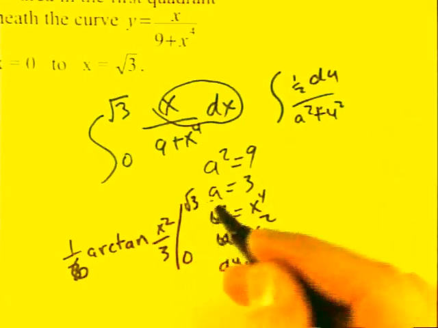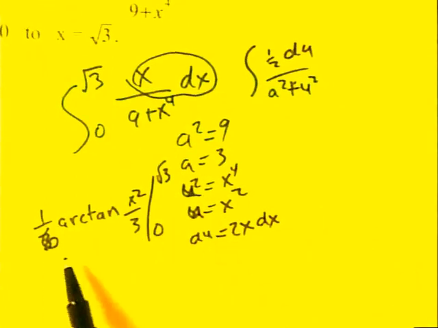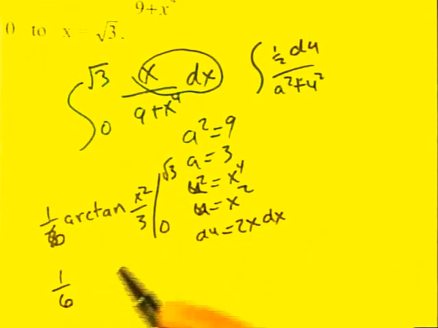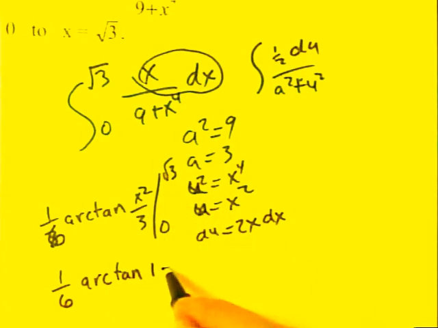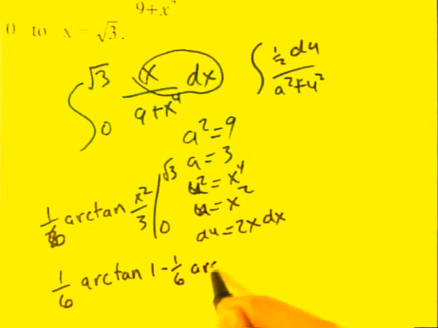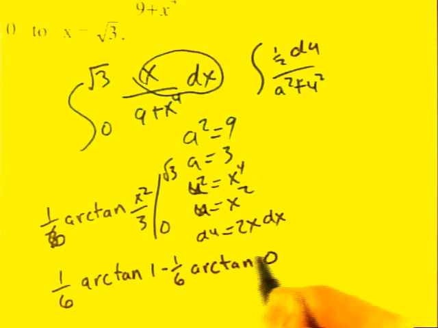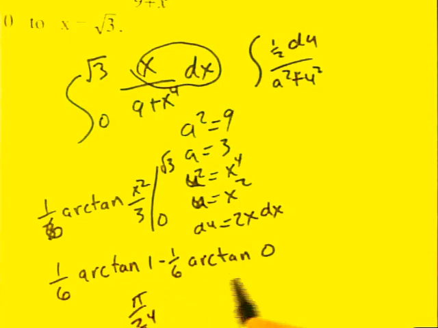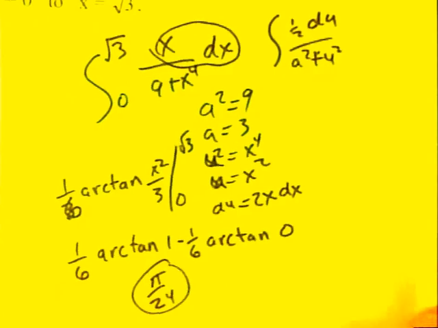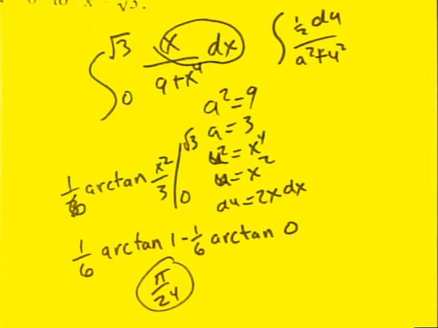So you do that from 0 to square root of 3. It comes out to be 1/6 arctan of 1 minus 1/6 arctan of 0. What's arctangent of 1? Pi over 4. So it's pi over 24 minus what's arctangent of 0? 0. Very good. So the answer is pi over 24. You see that, Francisco?